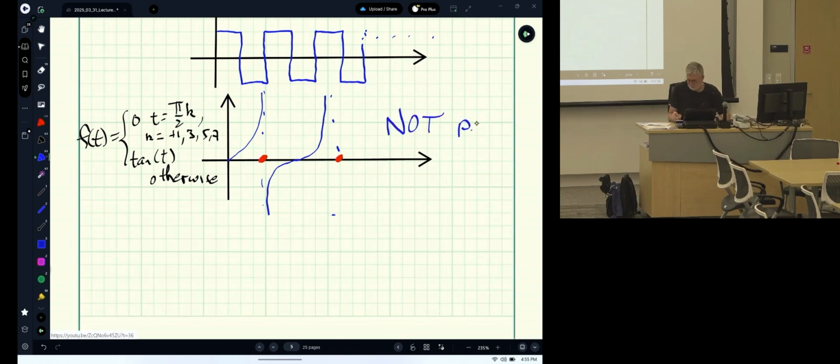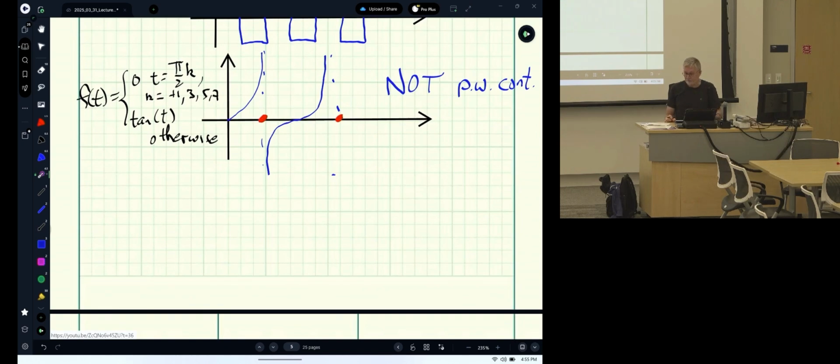Not piecewise continuous. So this function has, on any bounded interval, a finite number of discontinuities, but the limits from the left and right are not finite at the points of discontinuity. They're unbounded, so it's not piecewise continuous. Okay, so it's just reminding us of what we need to do Riemann integrals.